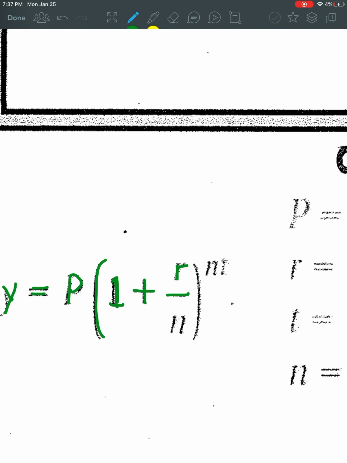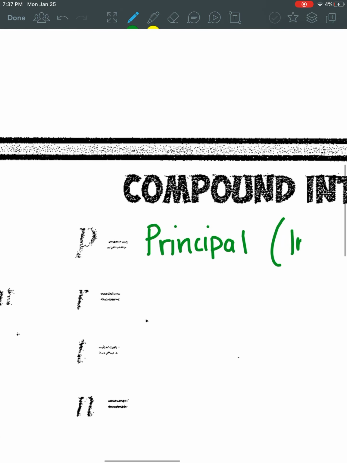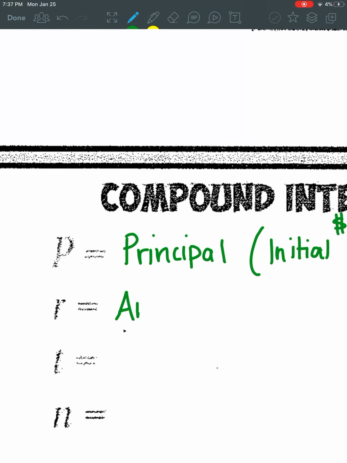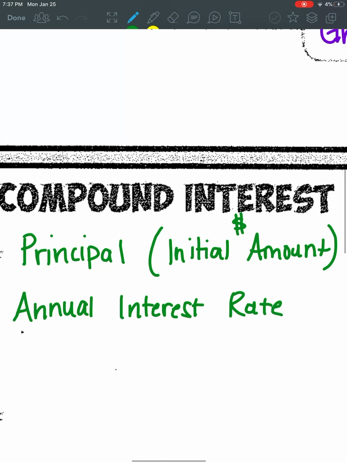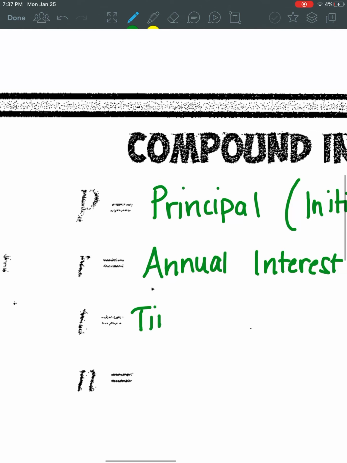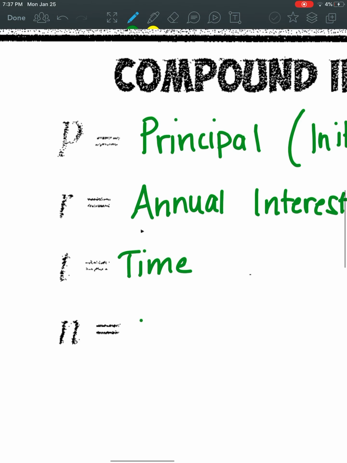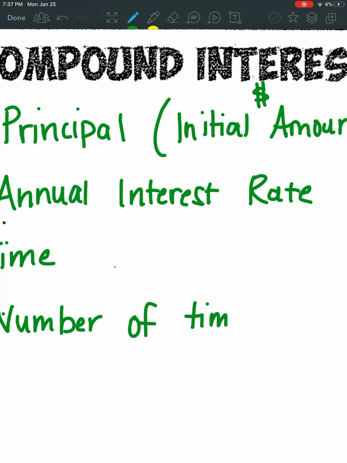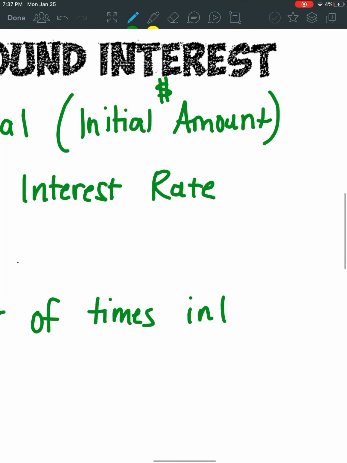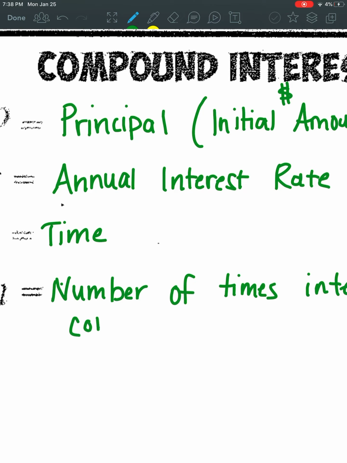So this is a 1 that always stays. So 1 plus, and then is R divided by N. So R represents the annual interest rate. T doesn't change, stands for time, but N represents the number of times that the interest is compounded per year. So number of times the interest is compounded per year.